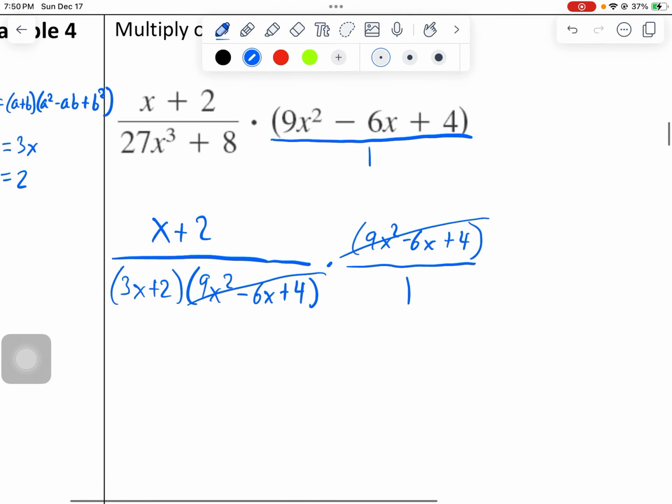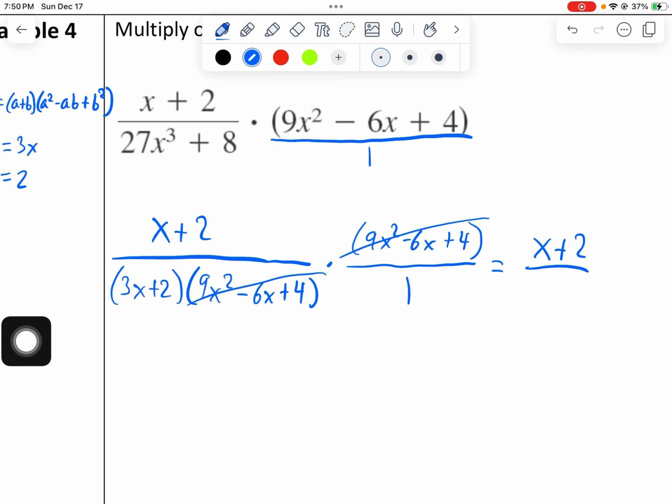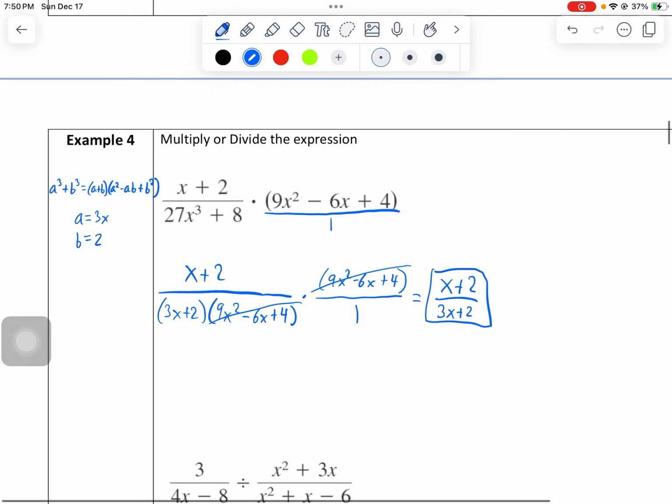Okay, that looks like it's the only stuff that's going to go away because the x plus 2 doesn't have anything to go with. 3x plus 2 is not the same as that. We can't cross off anything out of these. So that's our final answer right there.